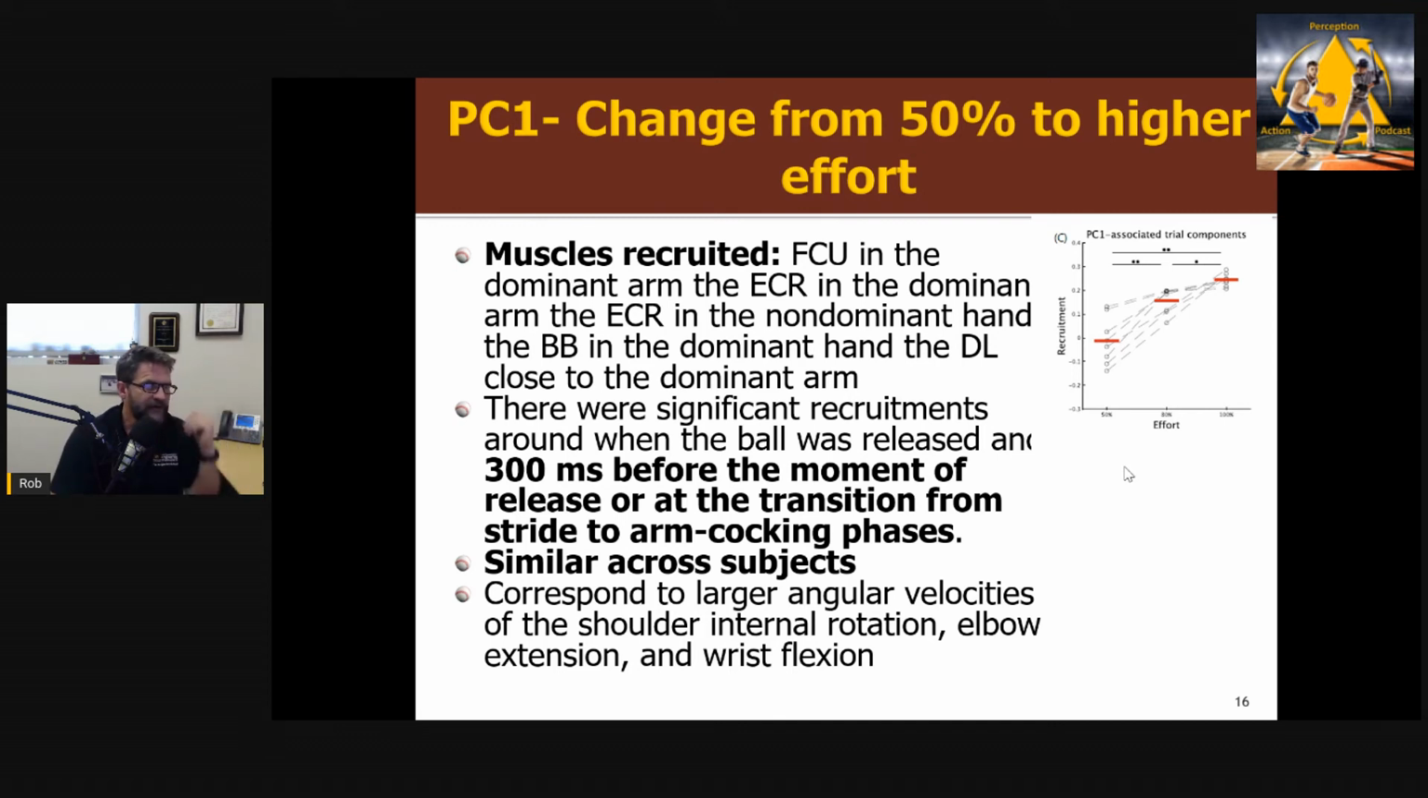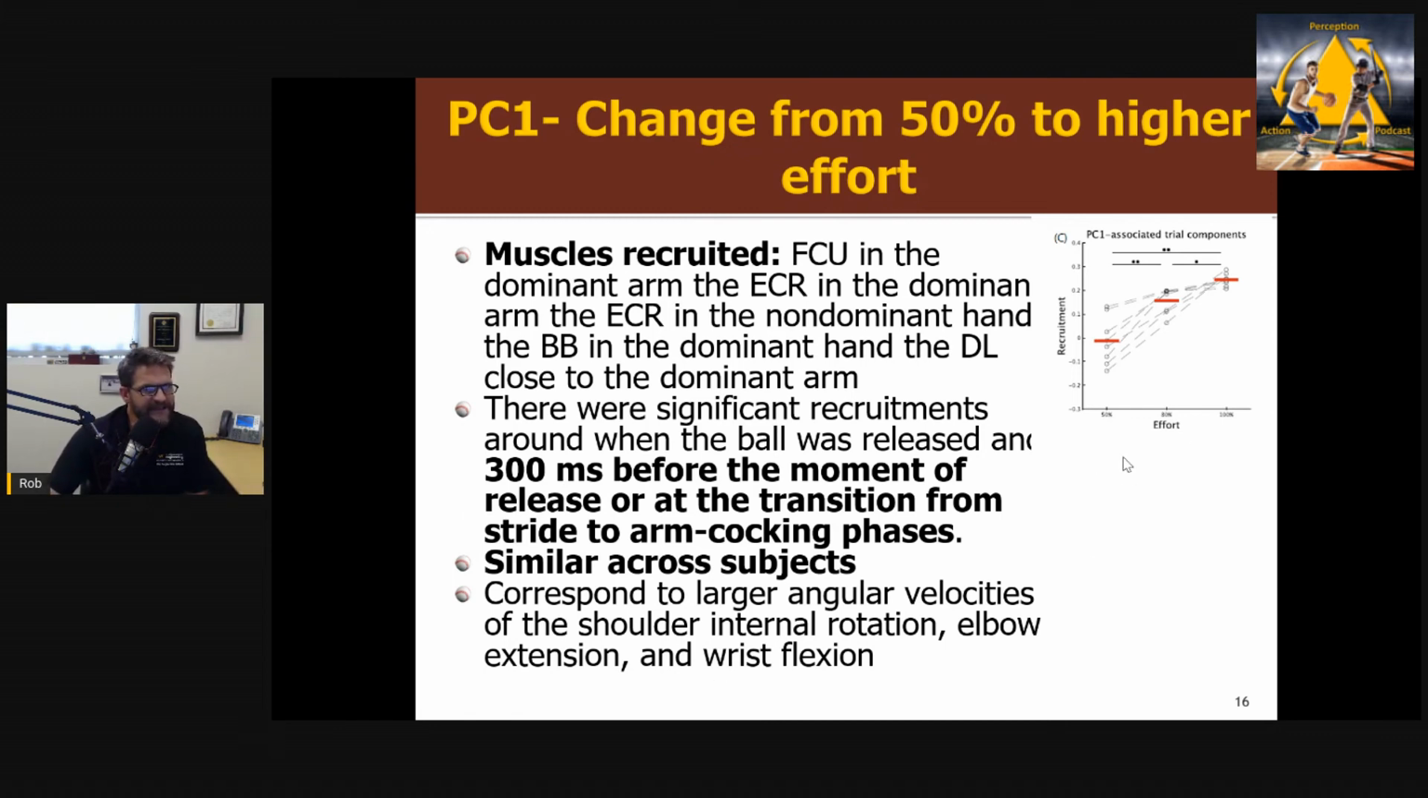The key point that they found with this first principal component, as you went from 50 to either 80 or 100, was that the pattern was very, very similar across the 8 participants. So the way that they increased effort across the participants was very, very similar, right? They all tended to do it in the same way by increasing the arm activity in this way. And if you're watching the video here, you could see that in the figure, right? You can see each of those circles is a point for a different individual. You can see they cluster pretty well together for the different efforts.